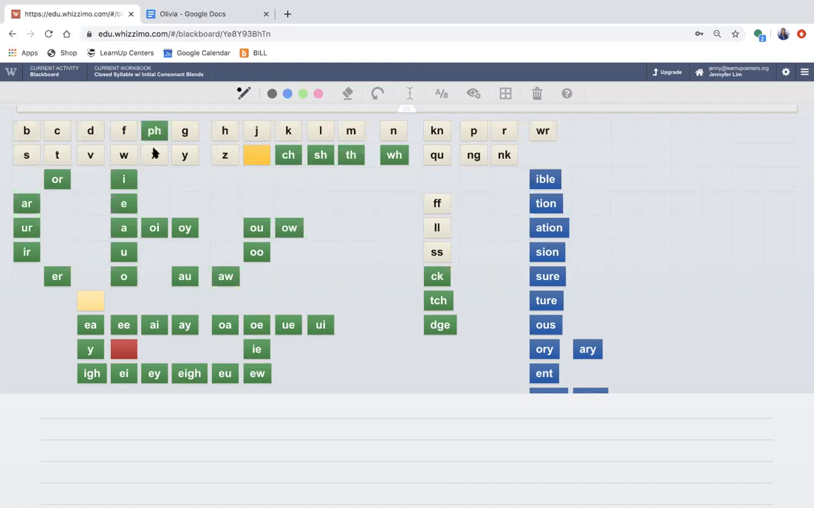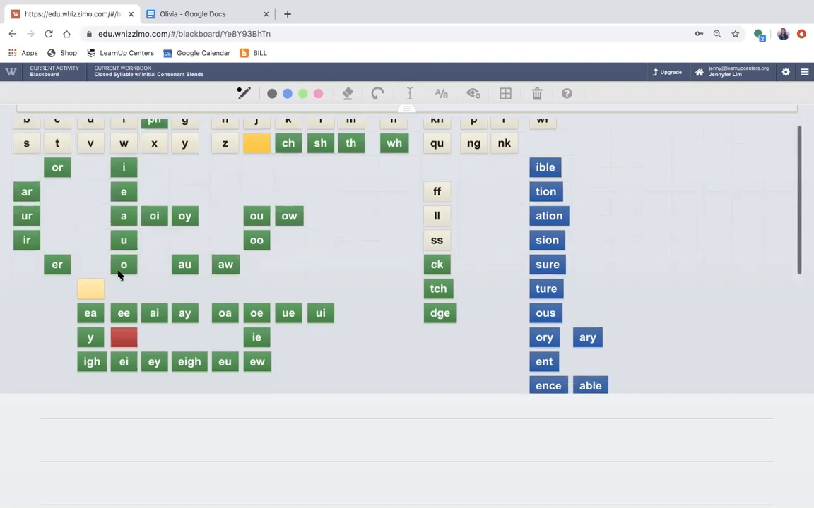Sh. Ch. Unk. Qua. Or Z. E. A. A. I. A. Good job. And then let's go to our suffixes.